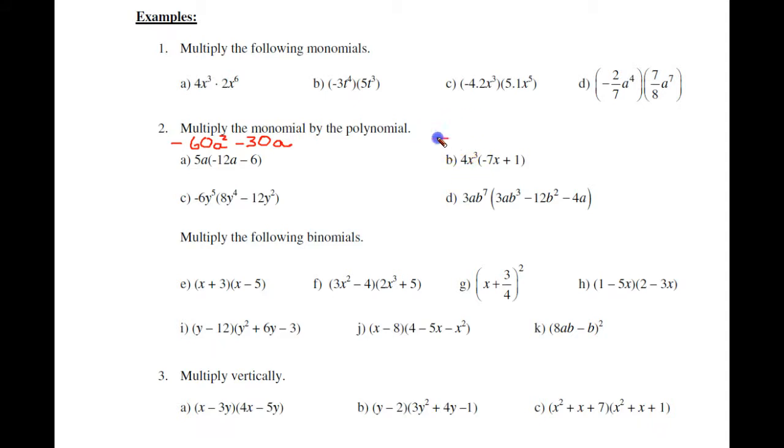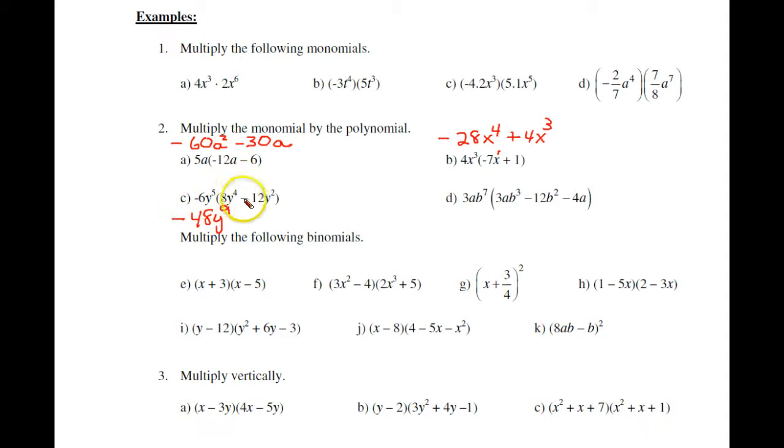And this is going to be a negative 28. X, add your exponents to the 4th. And this is a positive 4, x to the 3rd. In letter C, we have 6 times 8 is 48, but a negative y. 4 plus 5 is 9.